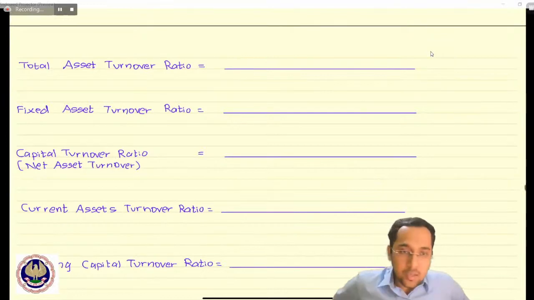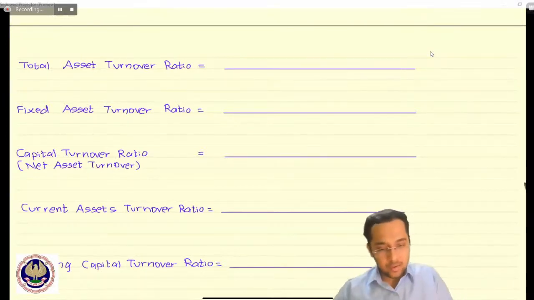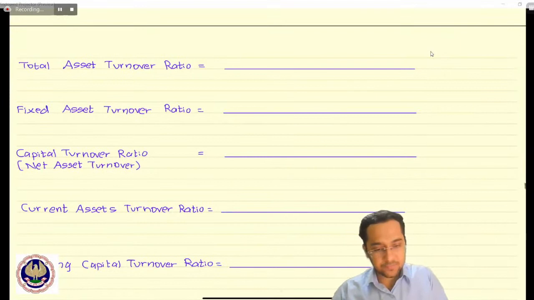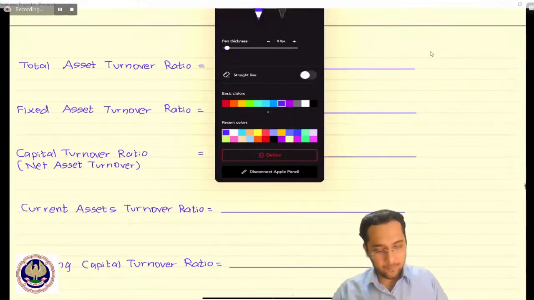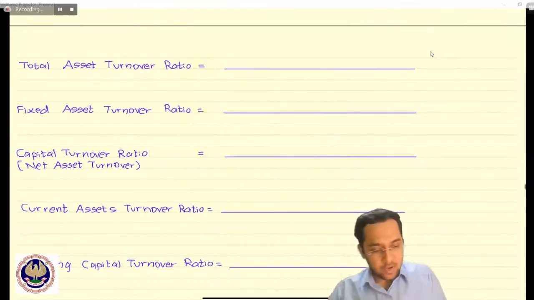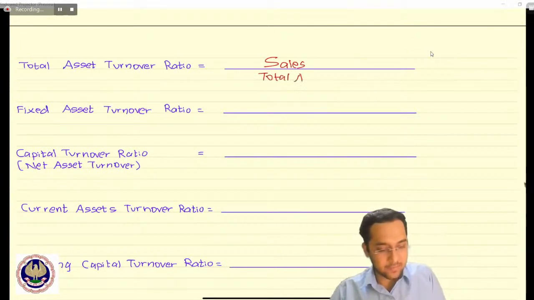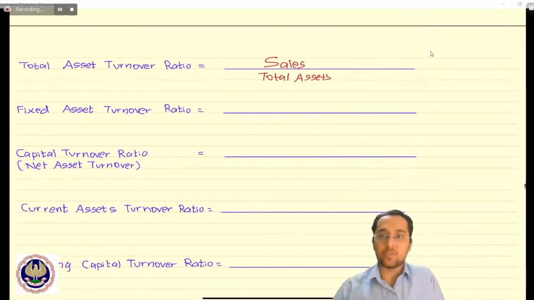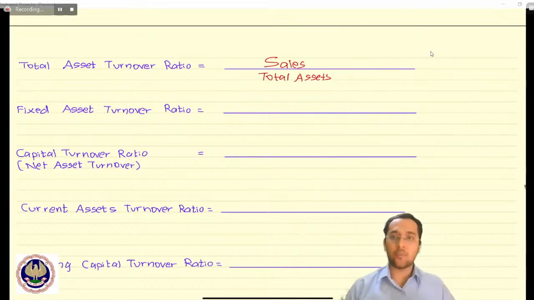So the total asset turnover ratio is calculated as: in the numerator, you should have sales, whereas in the denominator, it should be total assets. So mind it, it's the total of all the assets, right? It's not net assets, or the total assets minus liabilities. It's the value of total assets: with the available asset base, how much sales you are able to generate.